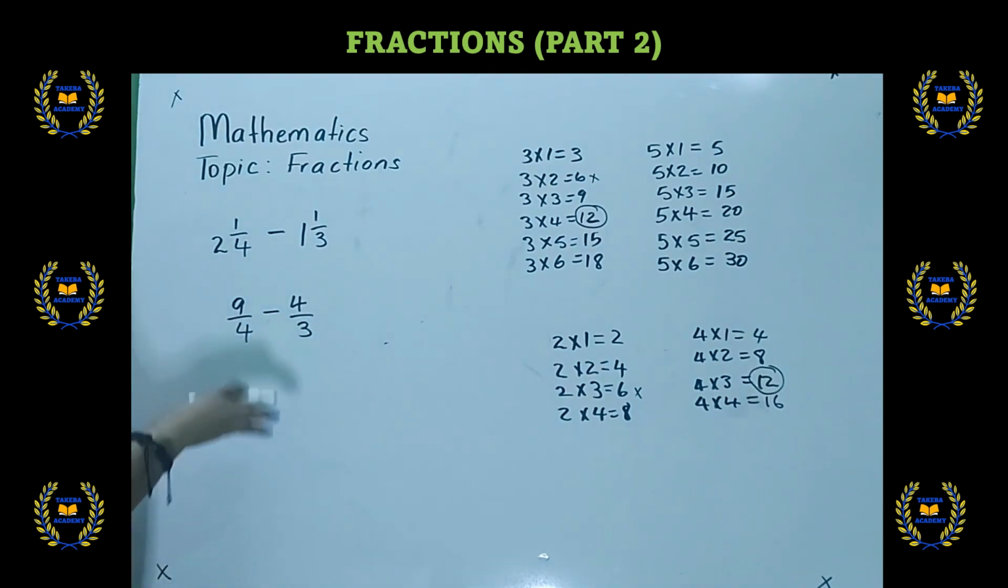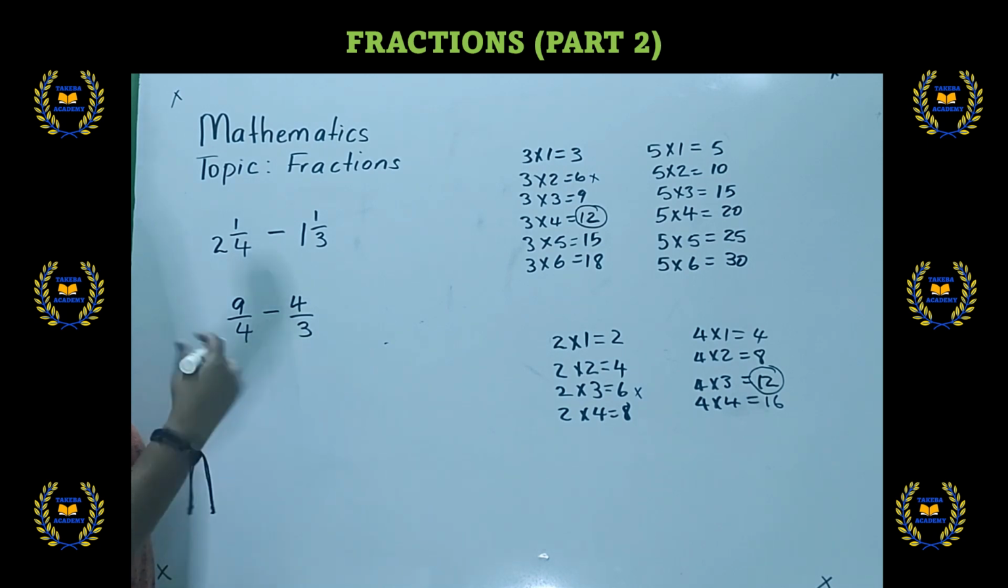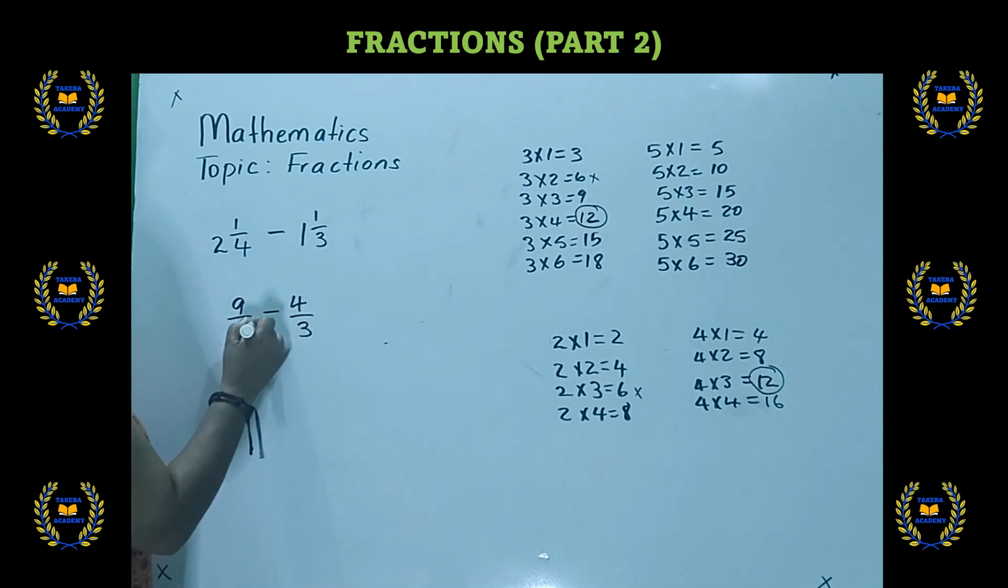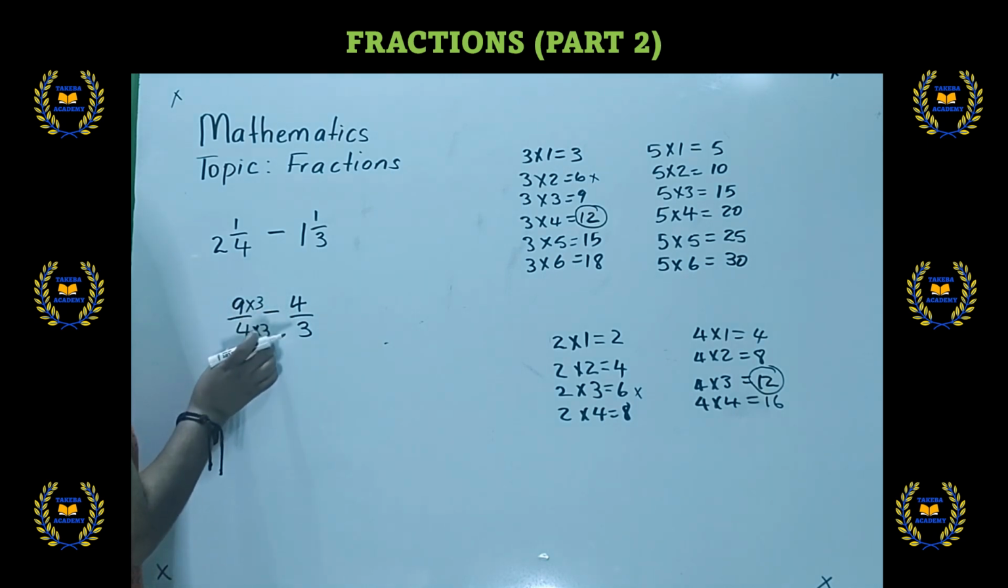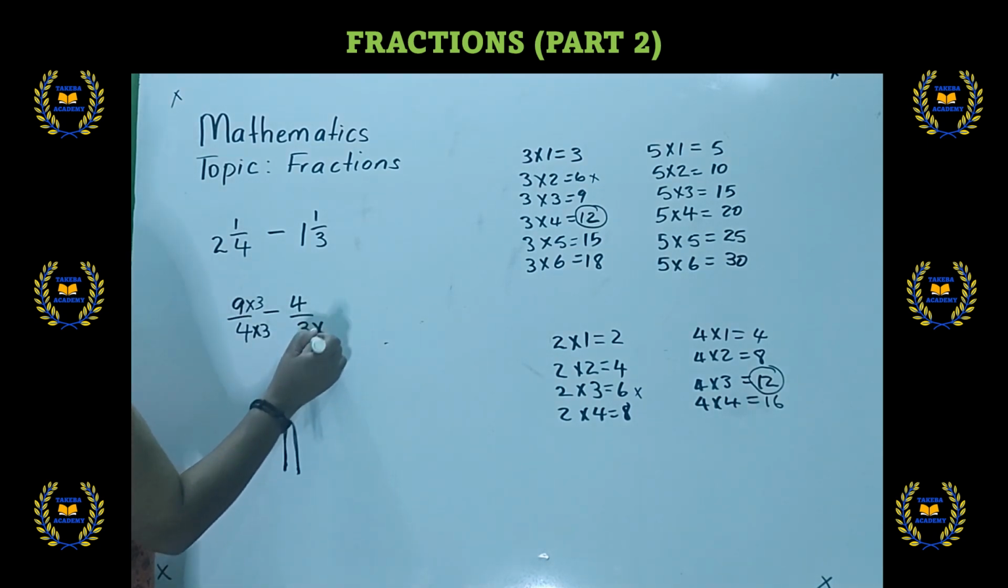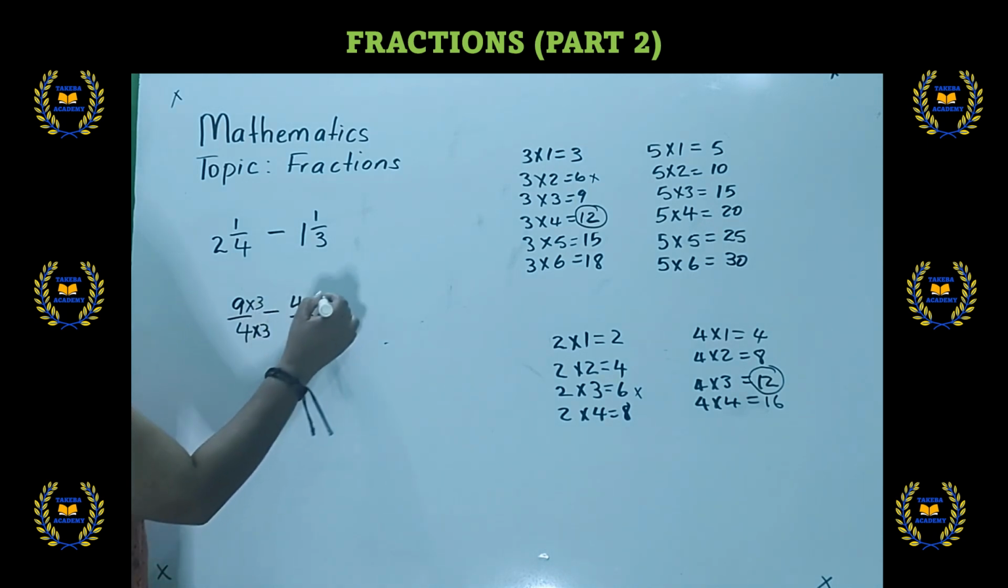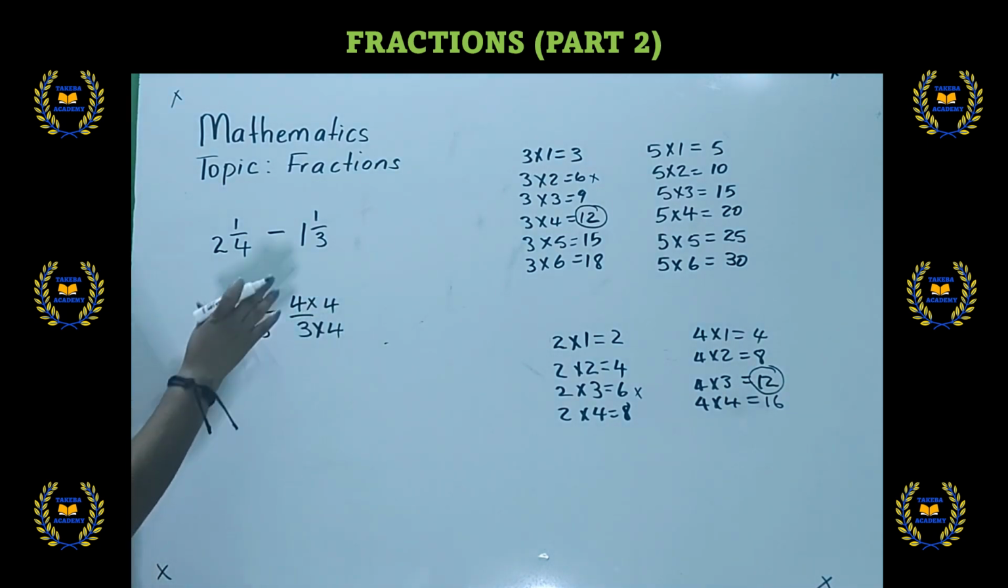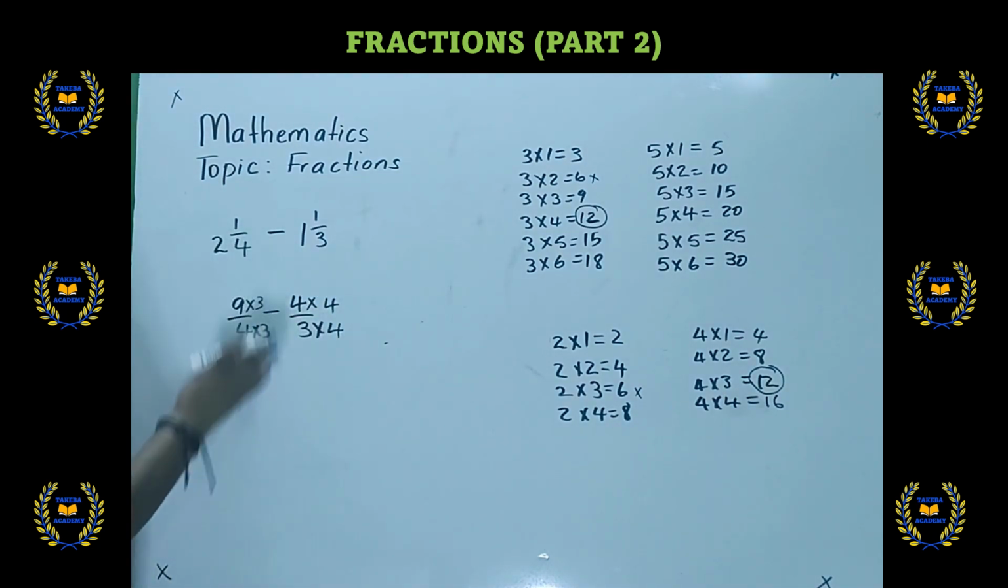So now we have to change our denominators to 12. How do we do that? How do we get from 4 to 12? We multiply by 3. And we also have to do the same to our numerator. So we multiply the bottom number, the denominator, by 3. We also multiply the numerator by 3. So in order for this to be 12, we have to multiply this by 4. And so we have to do the same to the number at the top.